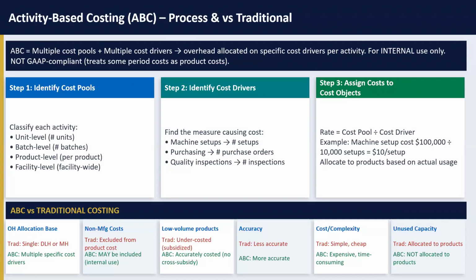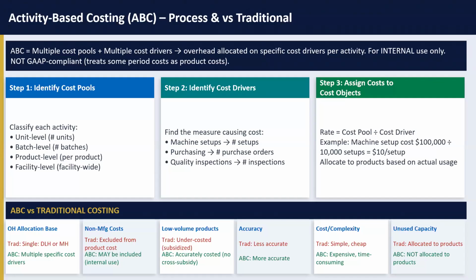Now the comparison between activity-based costing and traditional costing. When it comes to overhead allocation base, in traditional, you will just use DLH or MH. But in ABC, there will be multiple specific cost drivers. For each cost, you will have a different cost driver and different allocation base. And when it comes to non-manufacturing costs, in a traditional system, you will exclude it from the product cost. You will treat it as period cost. But ABC may include it as a product cost. That is why it is not accepted according to US GAAP, and that's why we will use it only for internal use. Both ABC and ABB are not accepted under US GAAP.